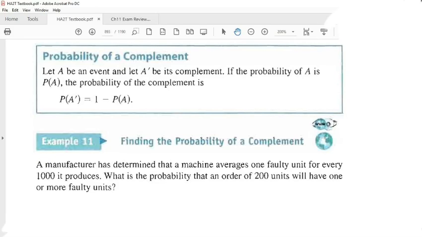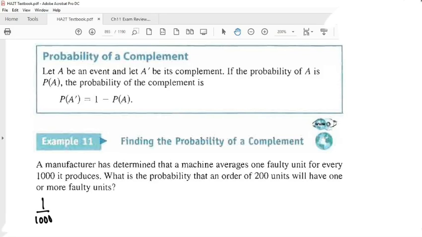If you guys were trying to get a faulty machine, what's the probability that you would get a faulty machine? It'd be 1 out of 1,000, right? So the probability to get a faulty machine would be 1 out of 1,000. And you could divide those two to get the decimal, then multiply it by 100 to get the percent. But that's the probability that you would get a faulty device. Okay, so what would the probability be that you would get at least one or more faulty units if you were getting 2,000 units?